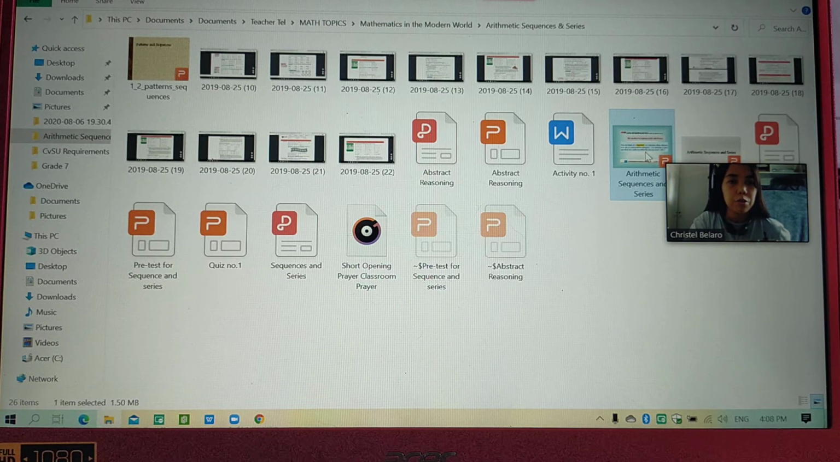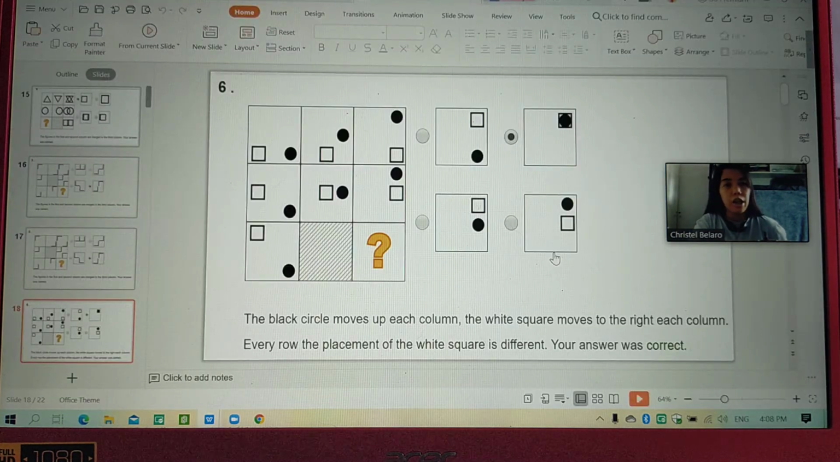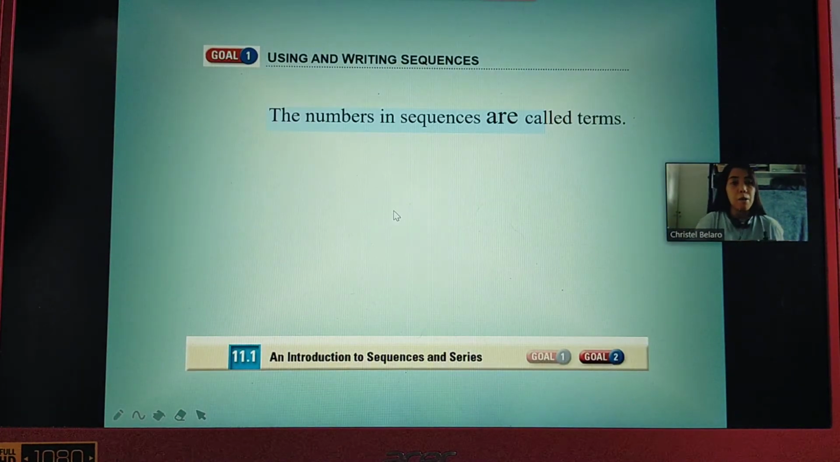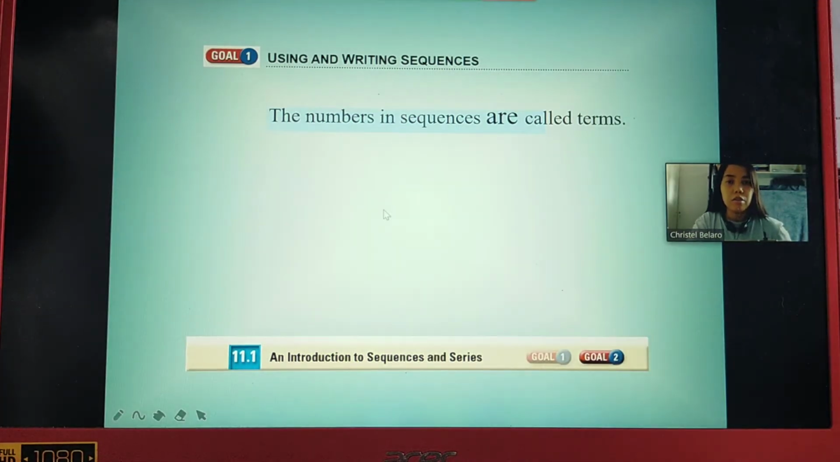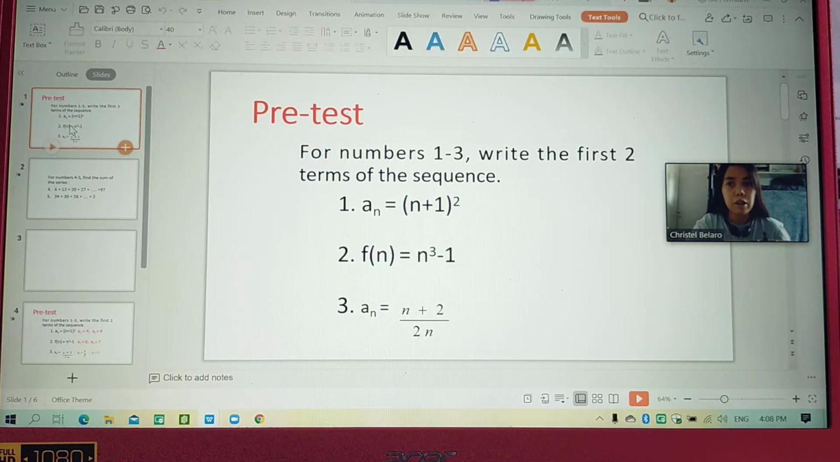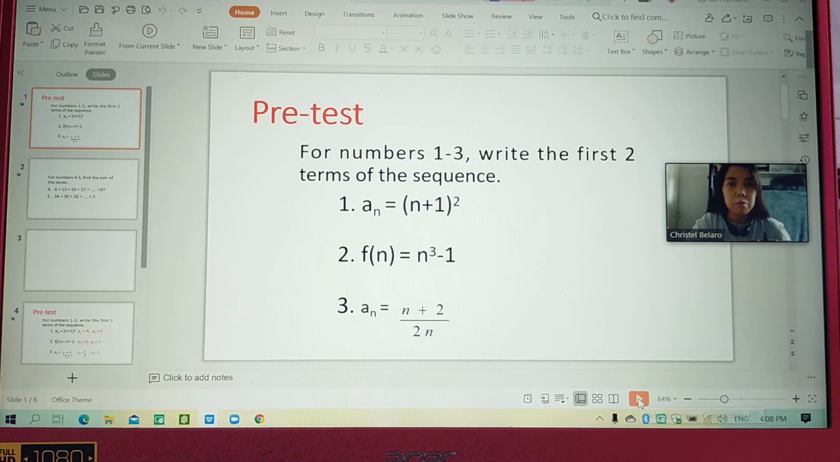So all of you got the correct answer. We need to identify the pattern. So our lesson for today is about sequences and series. Later we're going to define what is a sequence, what is a series, and what is the difference between the two. The numbers in a sequence are called terms. So by the way, what is a sequence? Have you tried to answer sequence problems before?